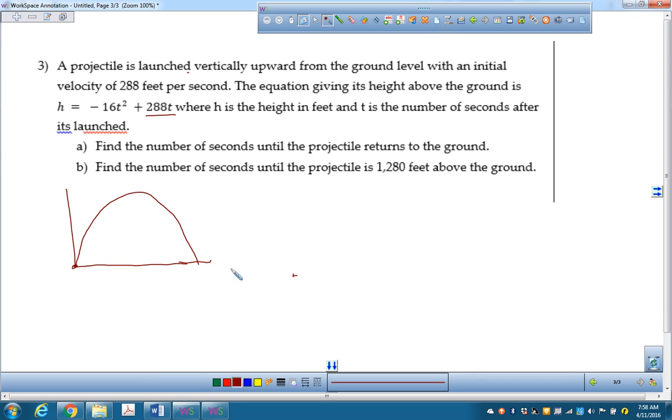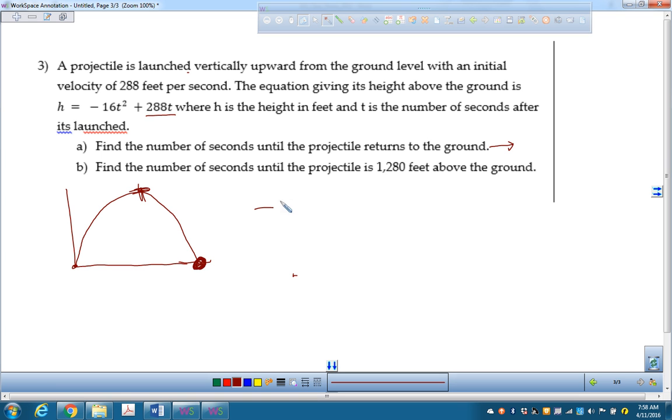So in any case, this is what it looks like, and again, you're looking for this point up here. So you could use negative b over 2a if you want to, okay? But this one's a little different because it says find the number of seconds until the projectile hits the ground. So where is it going to hit the ground? Yes, ma'am? Where h equals 0? Yeah, you're going to hit the ground right here, right? So really you're looking for this point.